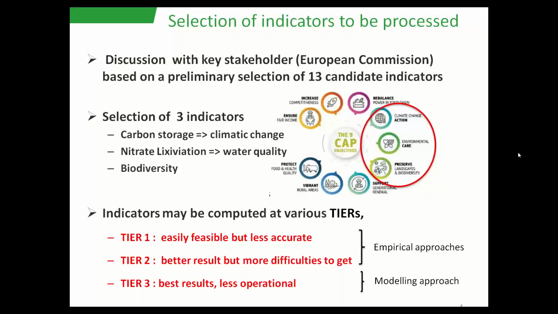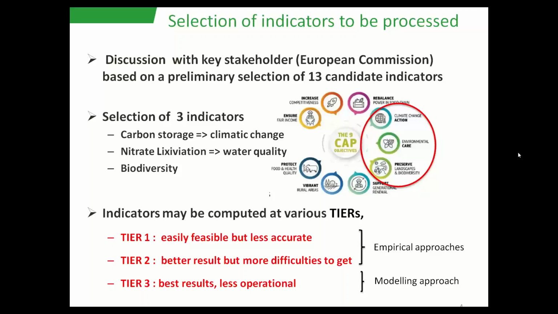Thanks a lot, Emmanuel. So INRAE proposed a selection of 13 candidate indicators. They were discussed with some key stakeholders, and we finally selected 3 indicators: carbon storage, nitrate lixiviation, and biodiversity, since they address 3 of the 9 CAP objectives.